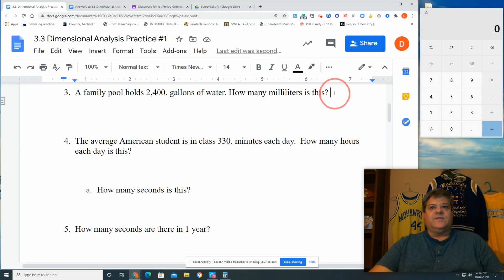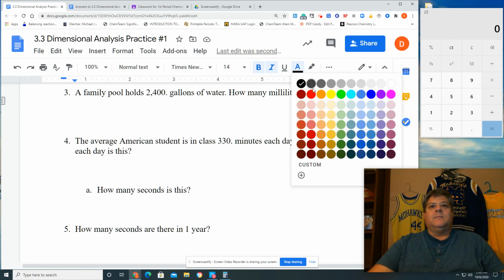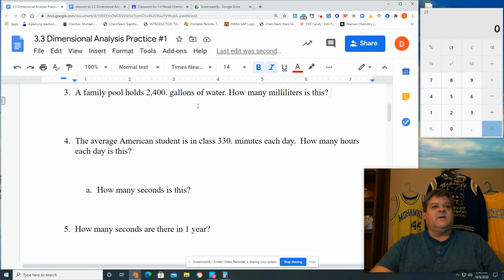But remember, one of the first things that we need to make sure we do is write down how many significant figures. So we look at this number here, we see 2,400, which looks like it should be 2, but I do have a decimal right here, which means that the trailing zeros are significant. So we're going to have 4 significant figures.